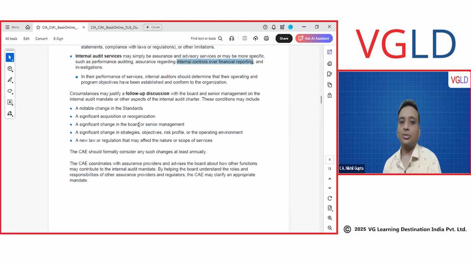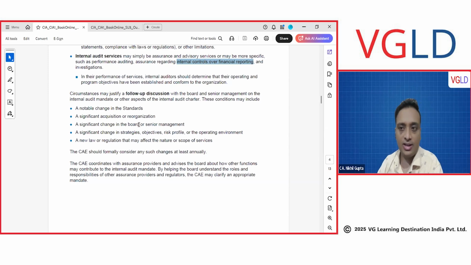Now there might be some circumstances to justify a follow-up discussion with the board and senior management on the internal audit mandate or other aspects of the internal audit charter. These conditions may include a notable change in standards. If a change comes from the regulators, for example the IIA, we have to follow up with them. If there is a significant acquisition or reorganization, because of amalgamation or mergers. If there is any significant change in board or senior management, for example if your entire board resigns and you have to appoint a new board, that's also part of follow-up discussions.